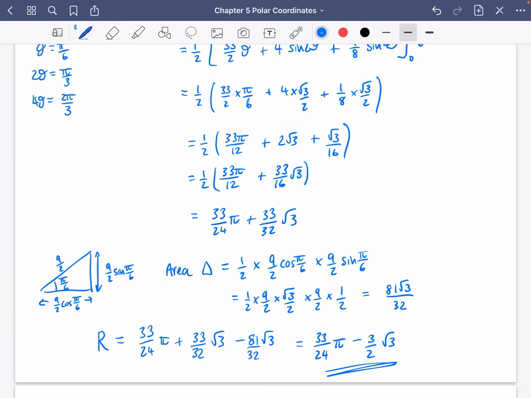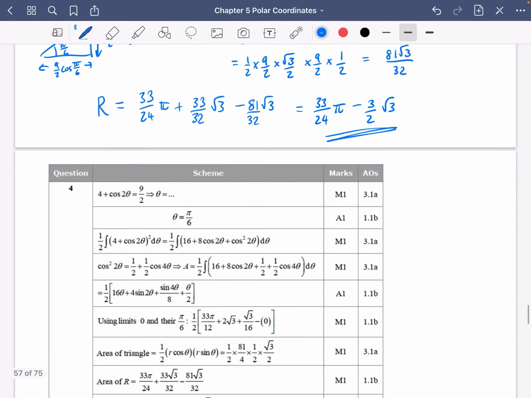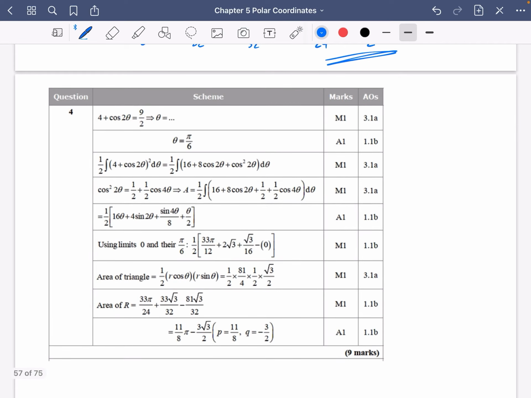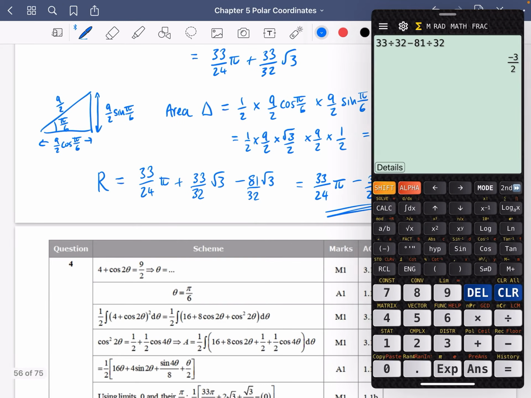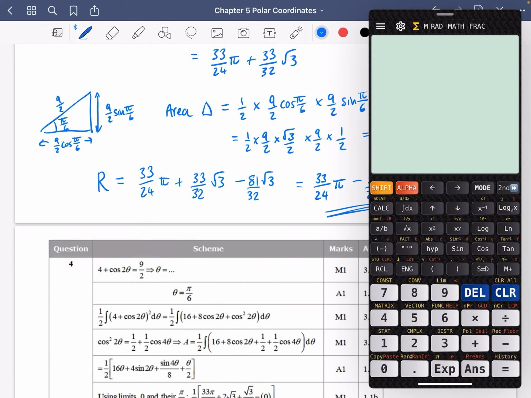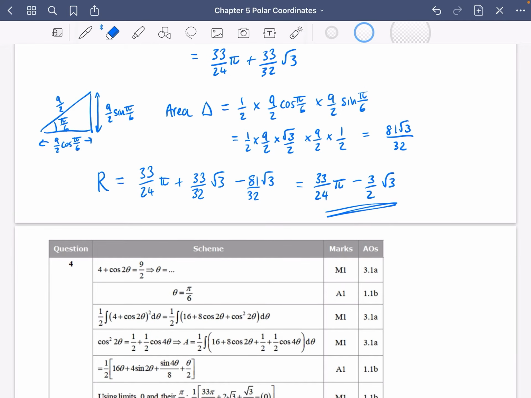Let's see if we got this right. So the strategy here, just talking through what we've got. Oh, what did I do wrong here? 33 over 24. I didn't simplify that. That's really silly of me. 33 over 24 is 11 over 8. Let's just quickly fix that here and here.